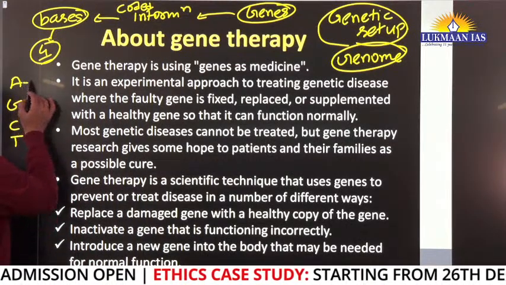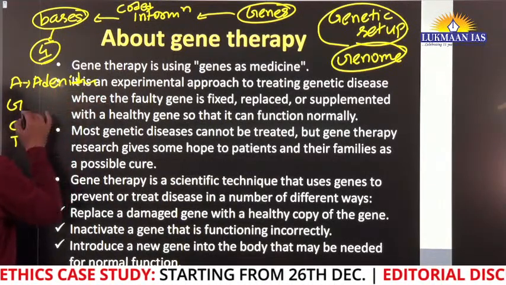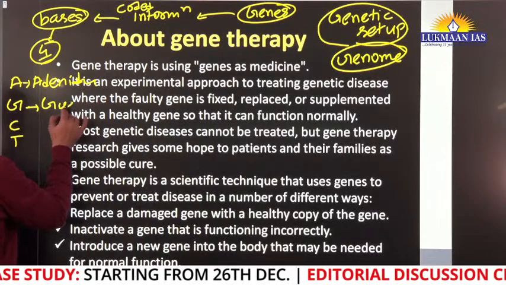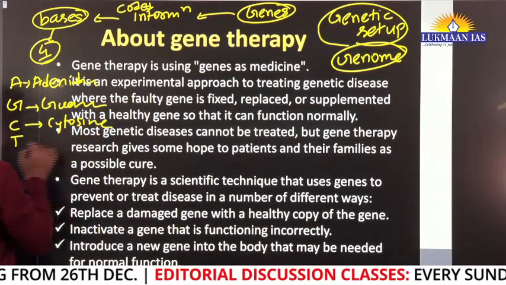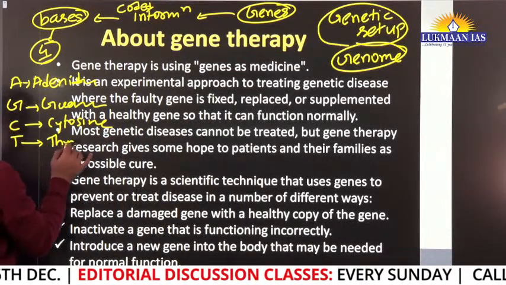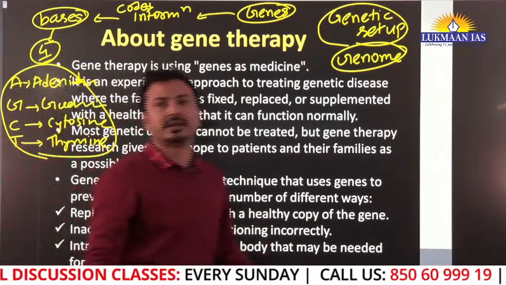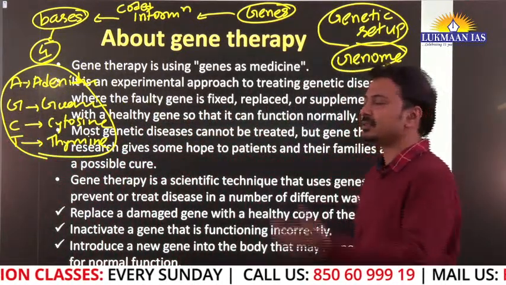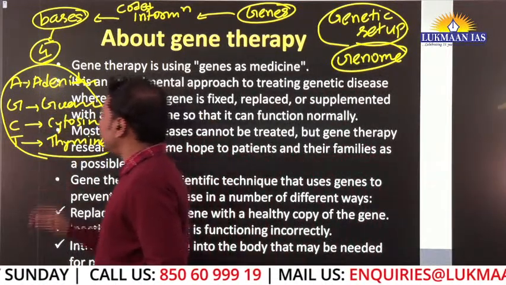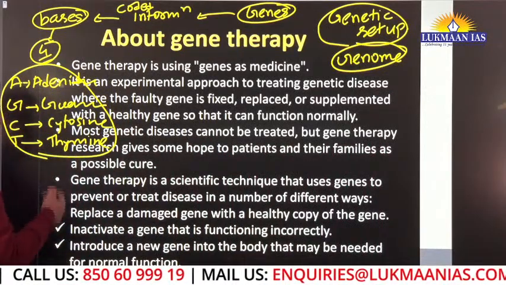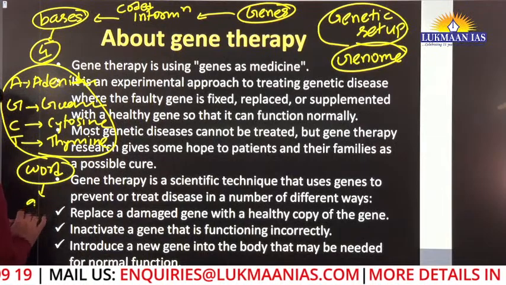Remember this. A is for adenine, G is for guanine, C is for cytosine, and T is for thymine. We learn this in biology in 11th and 12th standard. If some students do not have that subject, you should know the basics. These are nothing but letters, and combinations of letters give a message or a word. Simply, that is nothing but a gene.